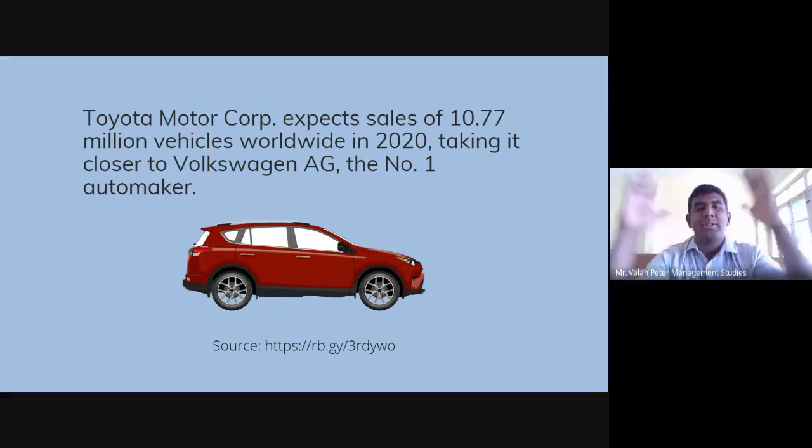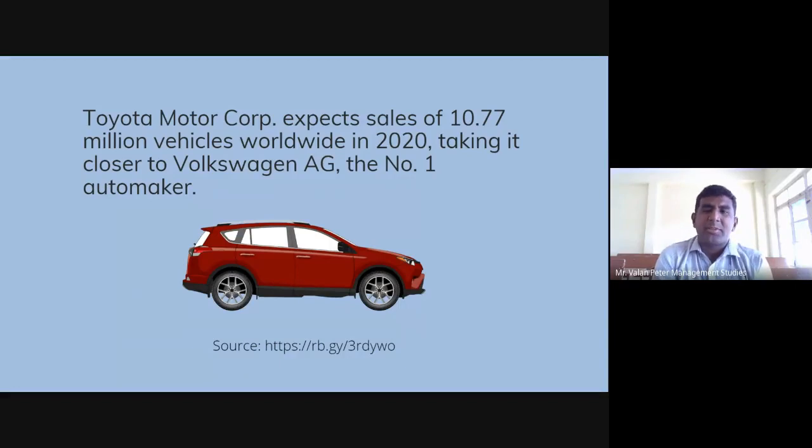They have very good sales numbers, as does Volkswagen. So Toyota is predicting that by the end of 2020, they will be reaching Volkswagen. Okay, so that is one prediction. It is very current information. There is a resource available. You can check the URL, which I put in the presentation.